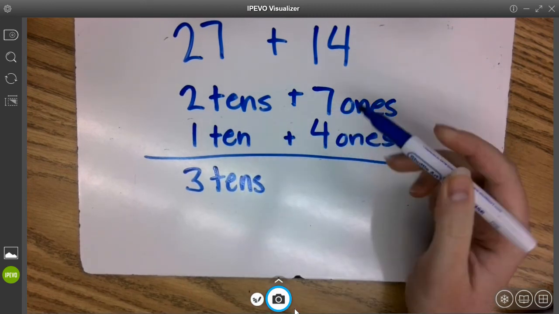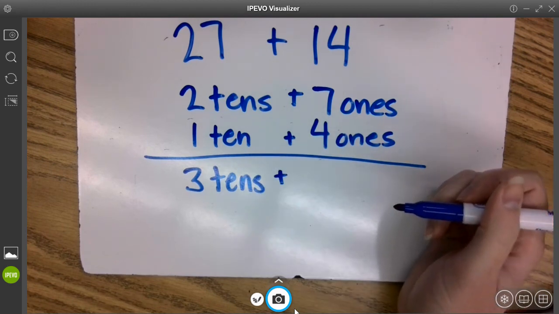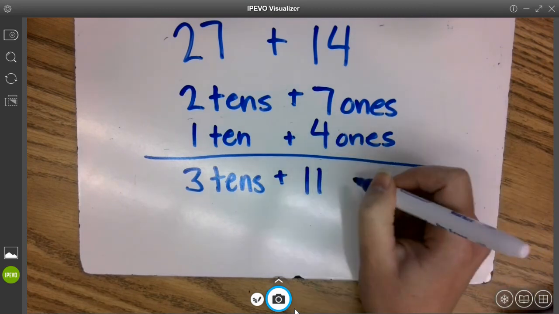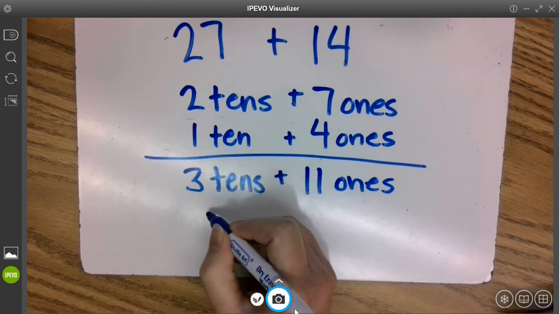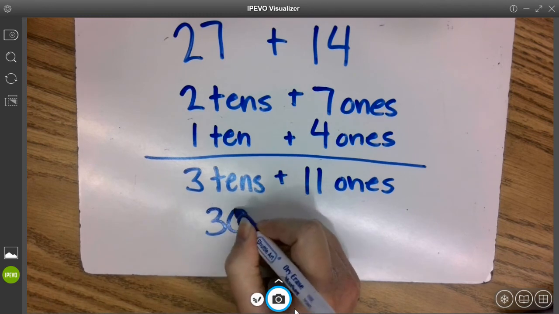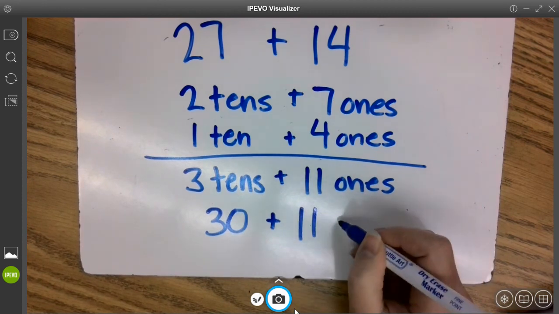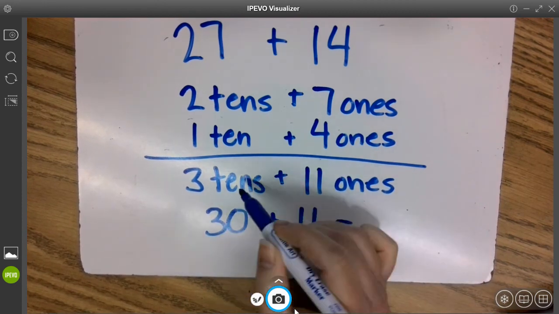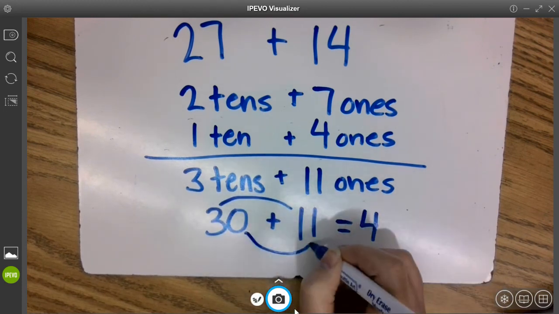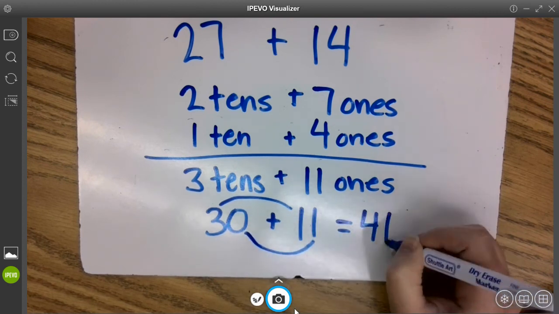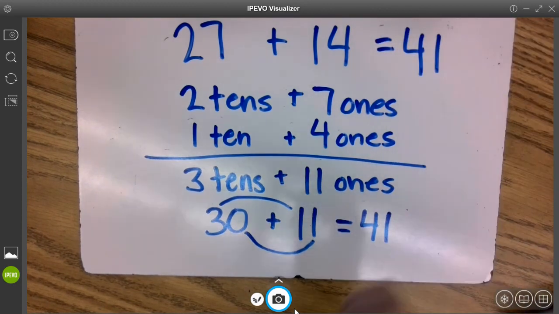7 ones and 4 ones. How many ones do I have? Well, 7 plus 3 would make a 10. So 7 plus 4 is 11. 3 tens is the same thing as the number 30. 11 ones is just 11. When I put those together, I keep my tens together. 3 tens and 1 make 4 tens. And I keep my ones together. 0 ones and 1 one makes 1 one. So 27 plus 14 equals 41.